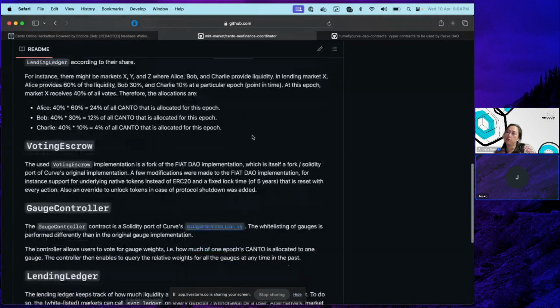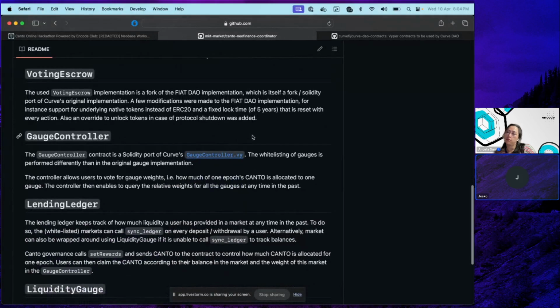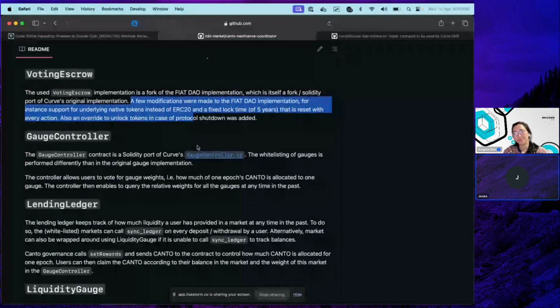So these three main contracts, first is the voting escrow. Voting escrow is a port of the Curve's original implementation, and we have added modifications to support native tokens. For example, Curve is an ERC20 token, but here we want to use Canto, so we have to incorporate native tokens as well. And then instead of having a variable time, we switched it to a fixed time of 5 years for locking your Canto to get VE Canto, right?